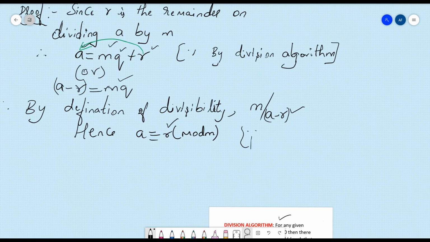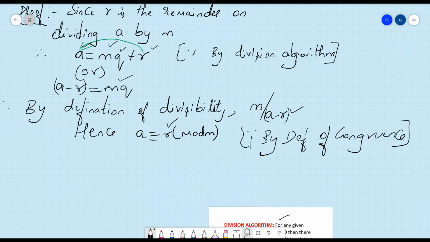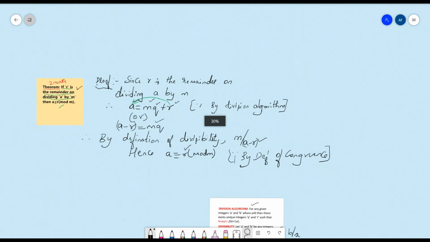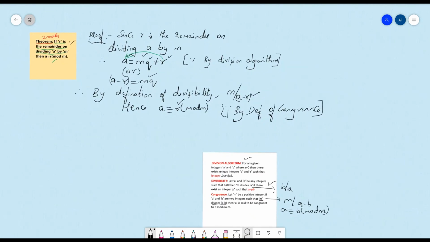You can just write down, since by definition of congruence. It is as simple as that. See, it's very simple and it is very easy to understand. That's the proof of the theorem. Please make a note of division algorithm, divisibility and congruence, what I have written here.